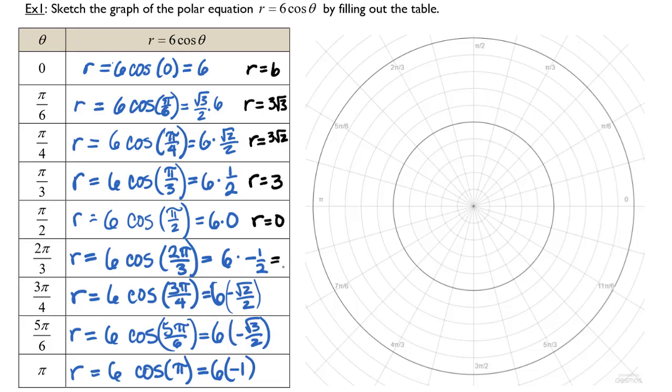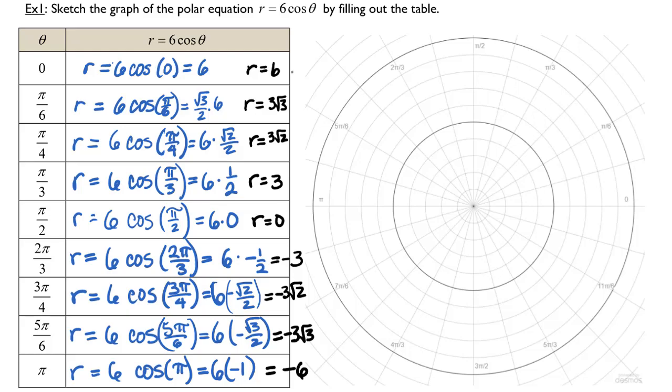The next one is r equals negative 3. For 3 pi over 4, our radius is 6 times negative root 2 over 2, which will give me negative 3 root 2. For 5 pi over 6, we have 6 times negative root 3 over 2, which will give me negative 3 root 3. And lastly, 6 times negative 1 is just negative 6. We need to think about how to make sense of this by plotting all these points.